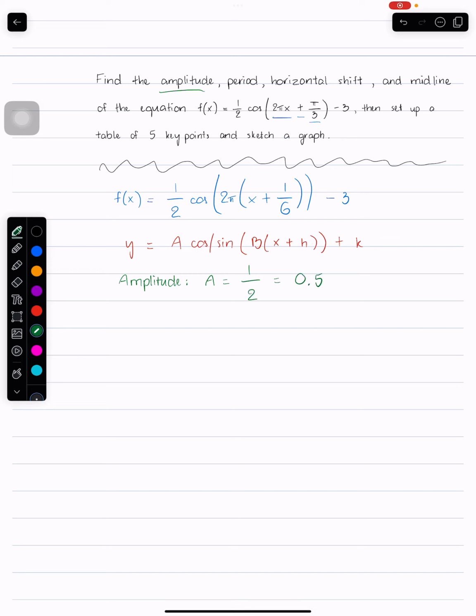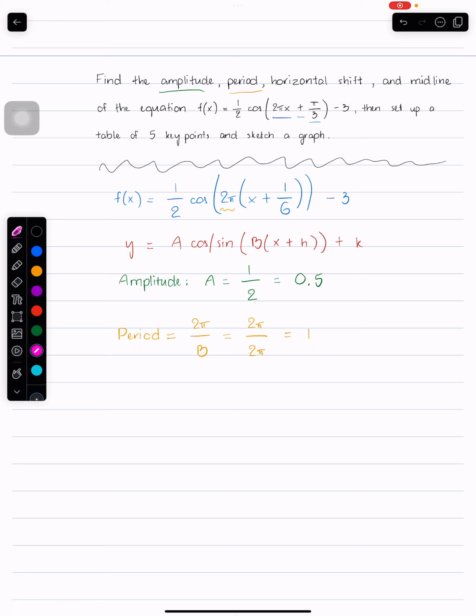And then next up, we have the period. We do have the formula for the period. It equals 2 pi divided by B, right? So period is 2 pi divided by B. Let's do it, right? So we have 2 pi divided by, what is B in here? B is this, 2 pi. So 2 pi divided by 2 pi, we're going to get 1. Our period in here would be 1.